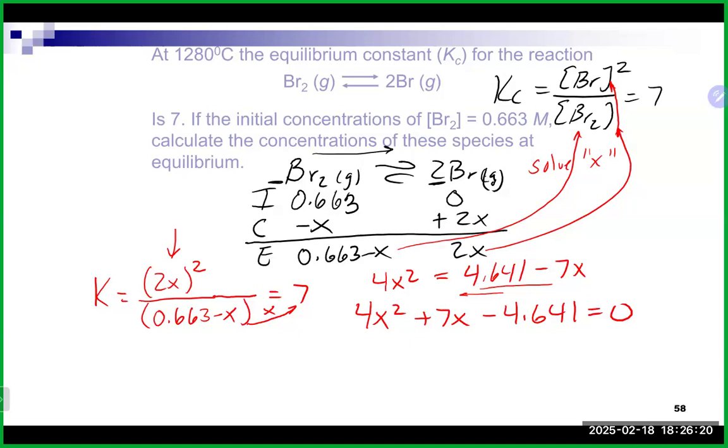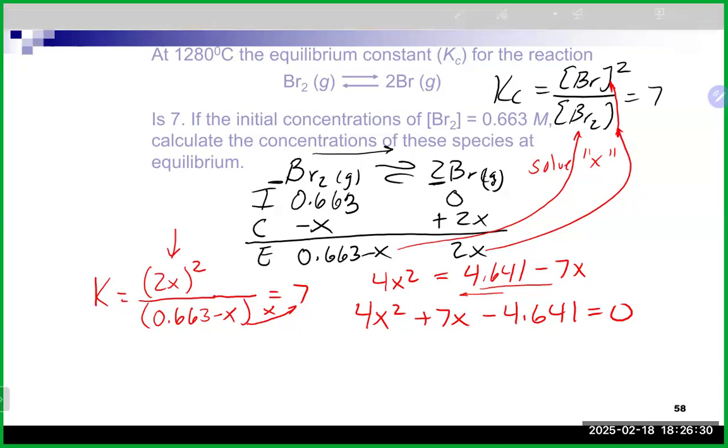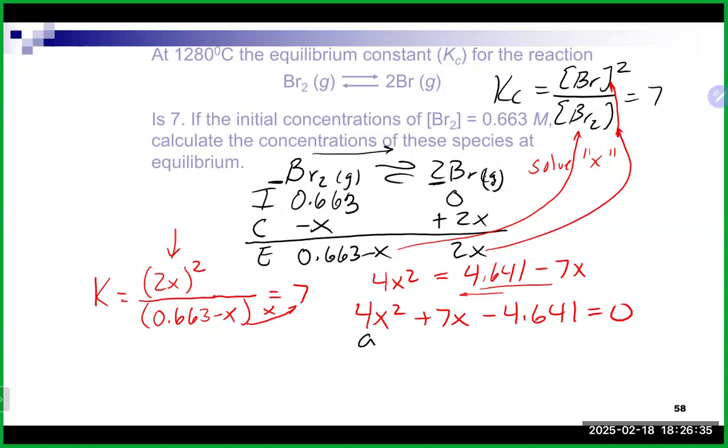Again, I added the 7x to the other side. I subtracted the 4.641 to the other side, and that equals 0. That is for our quadratic, our alphabet soup. That is our A, B, and C in this case. Any questions on that there? By the way, you do keep the negative with the C, for example, yes, when you go into there.